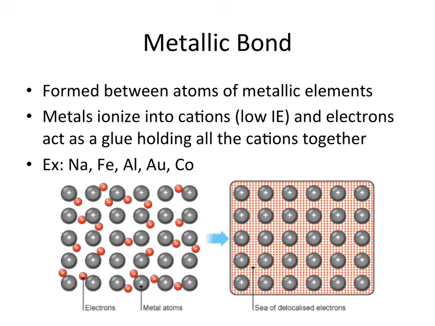So what is a metallic bond? Well, it's formed between atoms of metallic elements. So for example, copper, sodium, magnesium, etc. What metals do when they're in this kind of bond is that they ionize into cations. Remember that they have low ionization energy, so the ability to remove that electron is really, really small, or it's very easy. The amount of energy that they need is relatively small.